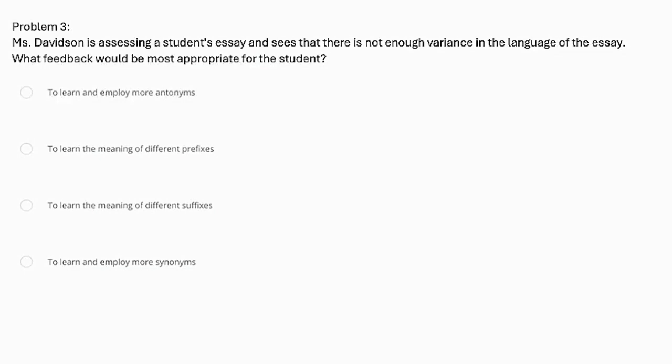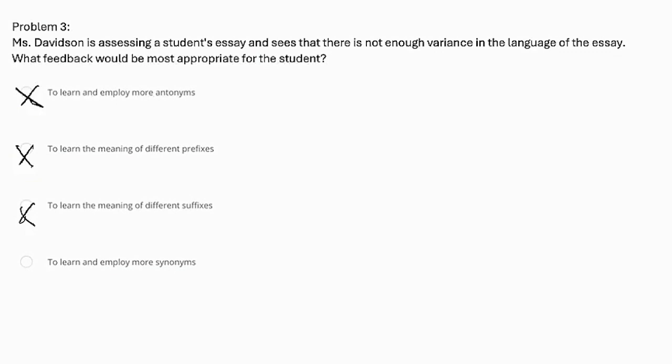Let's address prefixes and suffixes first. Learning and understanding these can really help to expand a student's vocabulary, but it doesn't address the problem of language variance in an essay, so we can eliminate those. Learning to employ more antonyms is useful for understanding language, but it won't address the issue of repetitiveness in essay writing. So we can eliminate that as well.